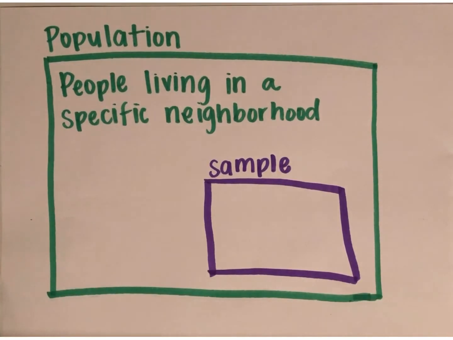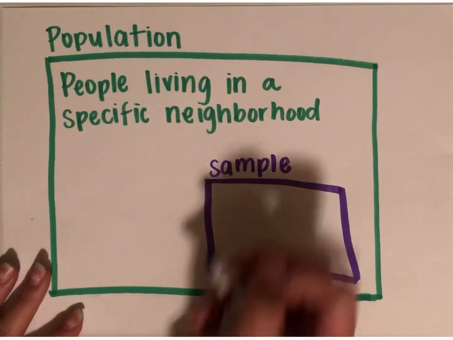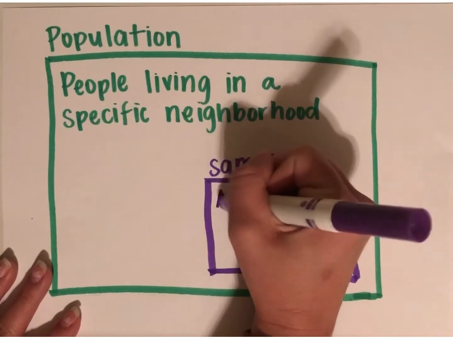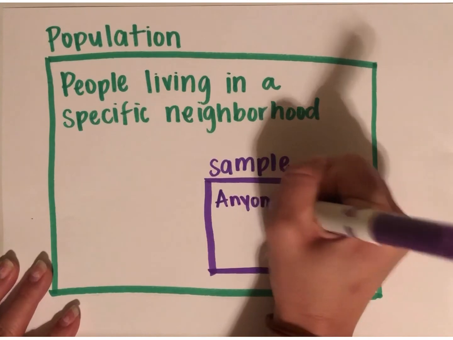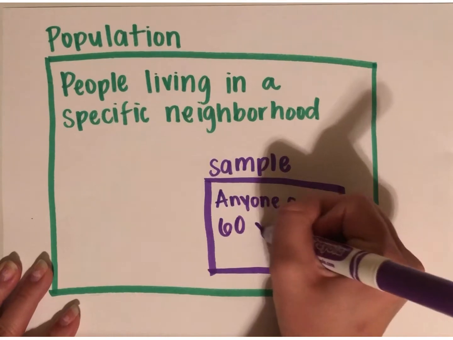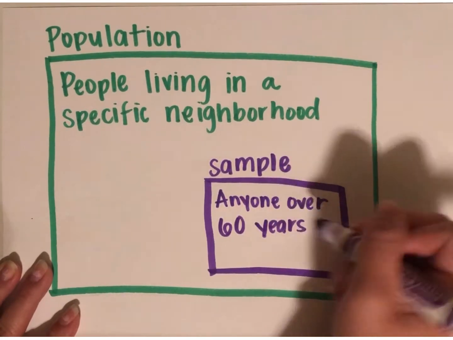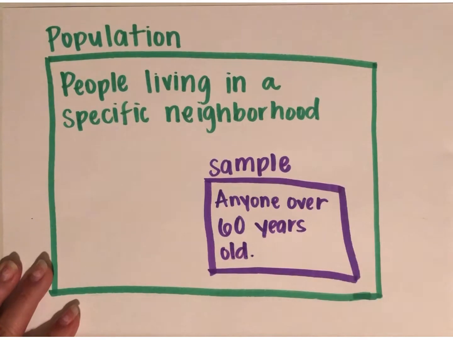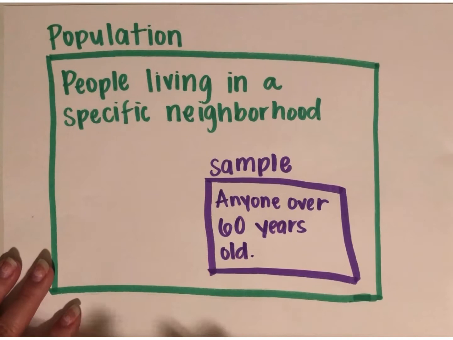So if my population is the people living in a specific neighborhood, what is a sample I could use? A sample would be anyone over, let's say, 60 years old. That would be a sample within my population. Now, because I'm excluding so many people inside that population, it would be a biased sample, but it would still be a sample. It would still be a group inside of the population.